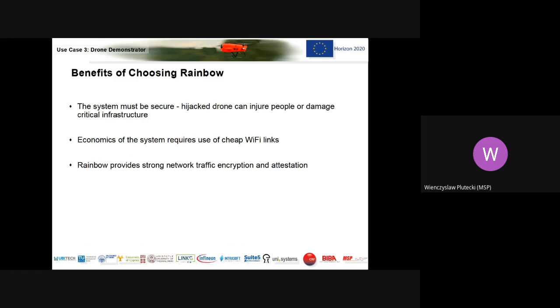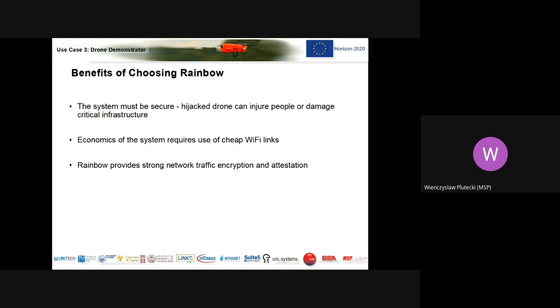Also, the system must be secure, because a hijacked drone can injure people. You are also flying near critical infrastructure. Damaging power lines might be very dangerous, not only to people, but also to devices, and it's a big liability.